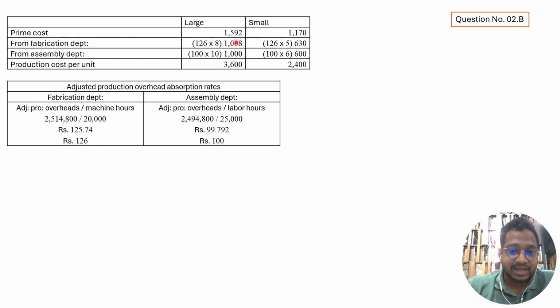Now it's easy. The large and small prime cost is given, and when you are absorbing, you have to multiply by the given machine hours for the fabrication department and the given labor hours for the assembly department. Then you can find the absorbed overheads from the fabrication and assembly departments for the large plastic chair and the small plastic chair. So after adding the prime cost and the production overhead, you can find the production cost per unit, right? So that is easy.